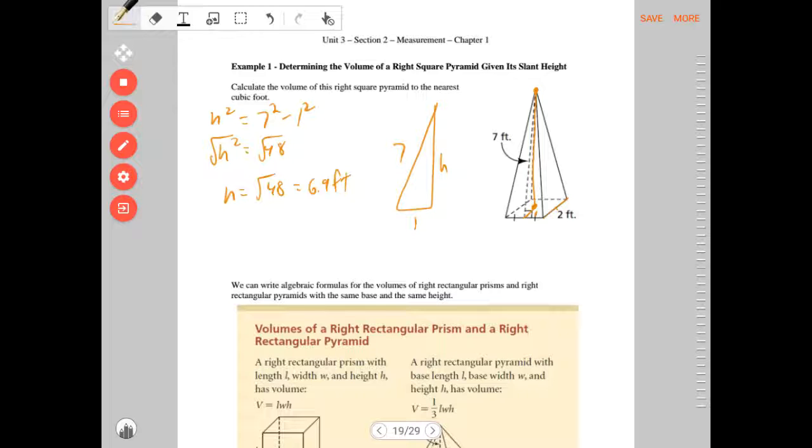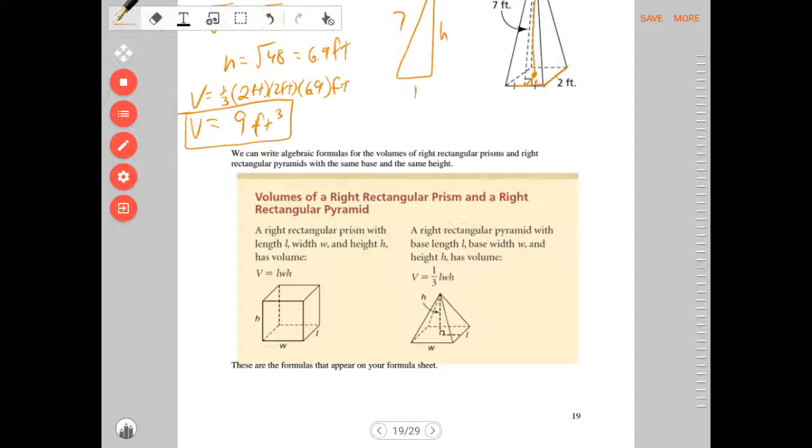Then the volume of this thing is 1/3 times the area of the base. The area of the base is 2 times 2, so 2 feet times 2 feet, times the height, which is 6.9 feet. So 2 times 6.9, and we type that into our calculators and we end up with 9 cubic feet. So the volume of this pyramid is 9 cubic feet.